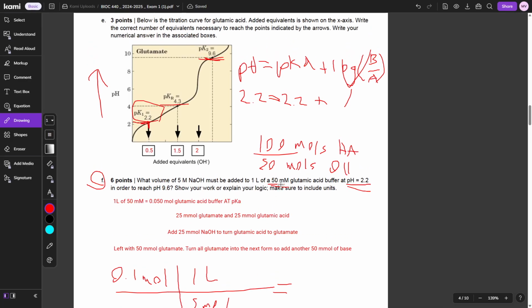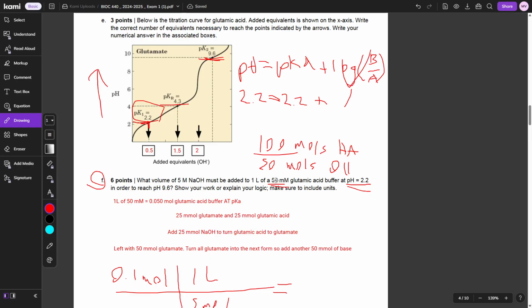The second thing is they give us what the equivalence is already. They tell us that we have 50 millimolar of glutamic acid buffer. Notice it says glutamic acid buffer. It does not tell you how much of the buffer is acid or base inherently. What it does tell you, because it gives the pH of the solution, is that it has to be equal because we're at the pKa. So we split this in half: 25 and 25, 25 acid, 25 base.